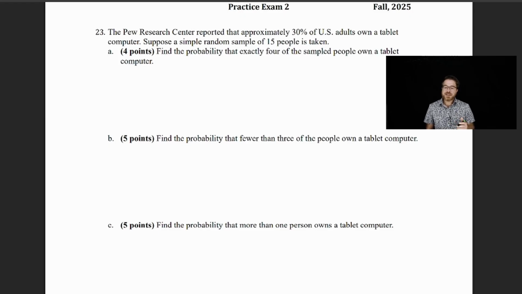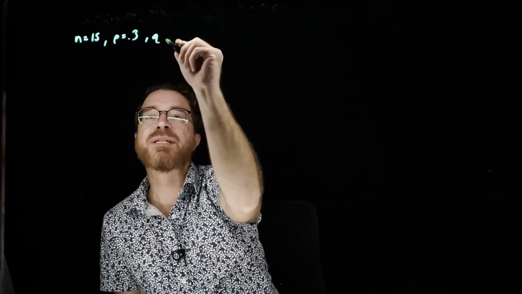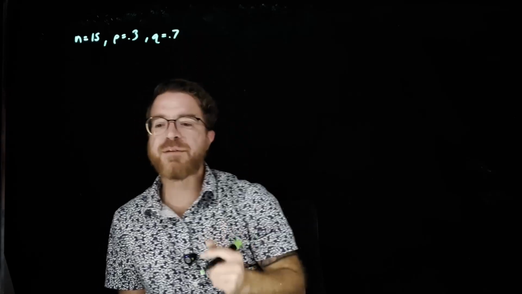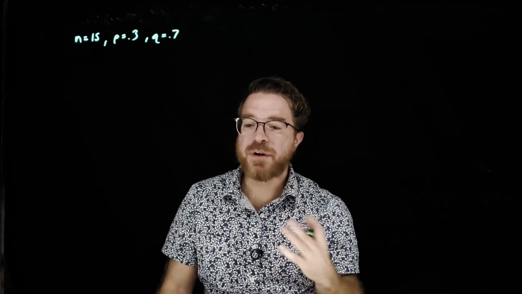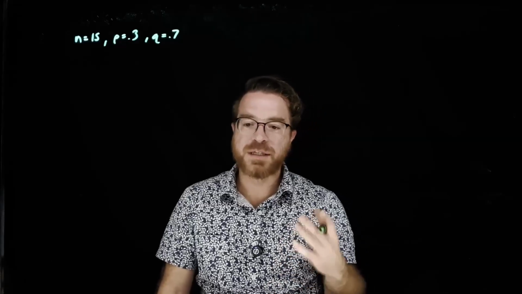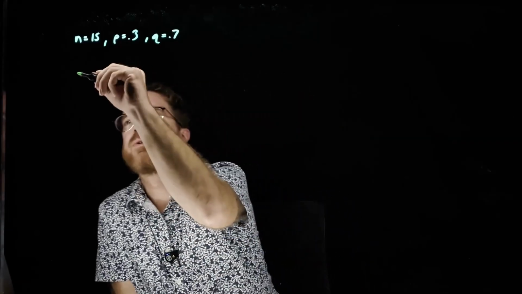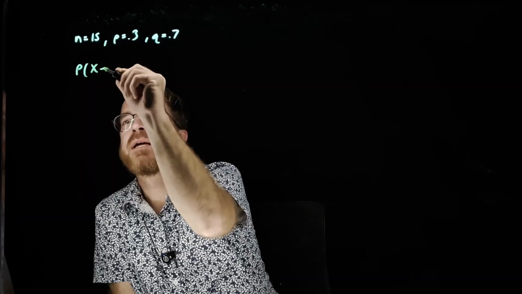So in this case, this is also, again, going to be a binomial probability problem because we're selecting n equals 15 people, and each of them have a probability of success, in this case, of owning a tablet, which is going to be p equals 30% or 0.3. So of course, the probability that they don't own a tablet is going to be 0.7. So the first question asked us to find the probability of exactly 4 sampled people owning a tablet computer. So we just want the probability that x equals 4.